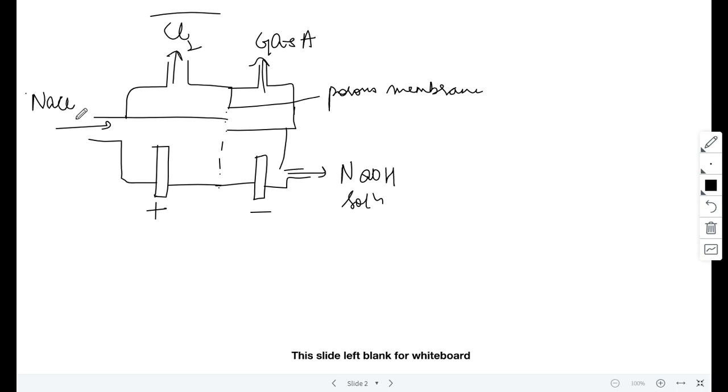Now in this diagram, this diagram shows the apparatus which is used for the electrolysis of the sodium chloride solution. Electrolysis produces two gases. One is chlorine gas and one is gas A. Can you tell me what gas A is? Can you name that gas? It's sodium chloride, so Na. Okay, what gas does it produce?